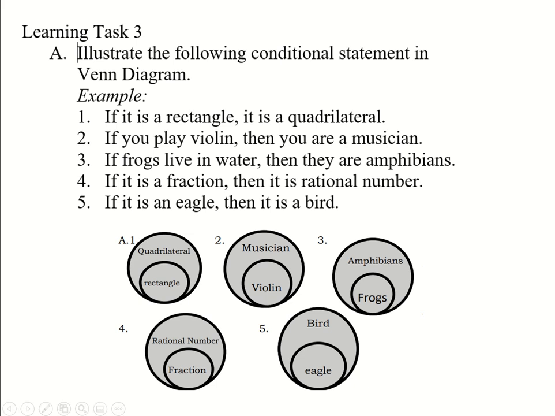Next, amphibian. If it is a frog, then it is an amphibian. So, frogs are amphibians. All frogs are amphibians, but not all amphibians are frogs. There are many others. Number 4, if it is a fraction, then it is a rational number. Not all rational numbers are fractions. A fraction is a rational number, yes. But other than fractions, we have decimals and ratios. Those are rational numbers. Number 5, if it is an eagle, then it is a bird. Of course, an eagle is a kind of bird. Not only eagles are birds. There are many other birds.